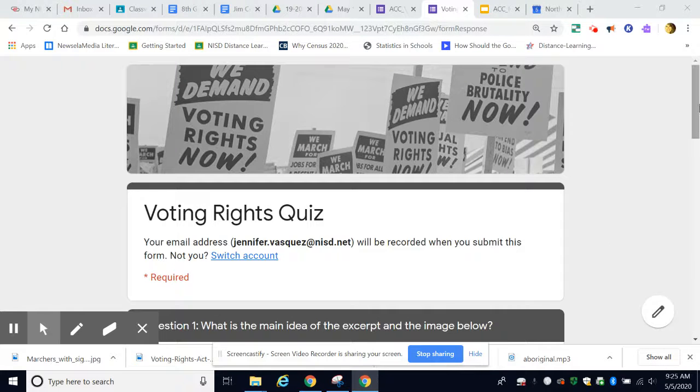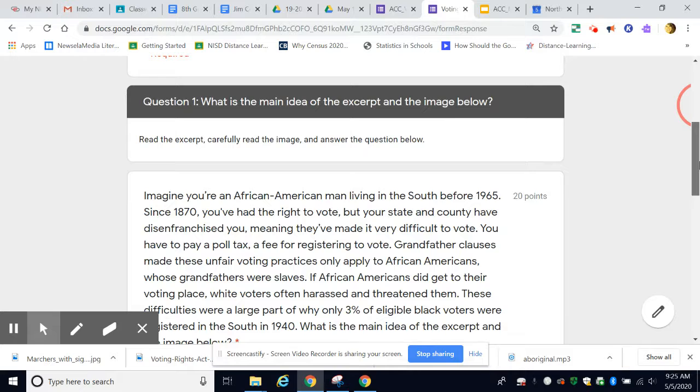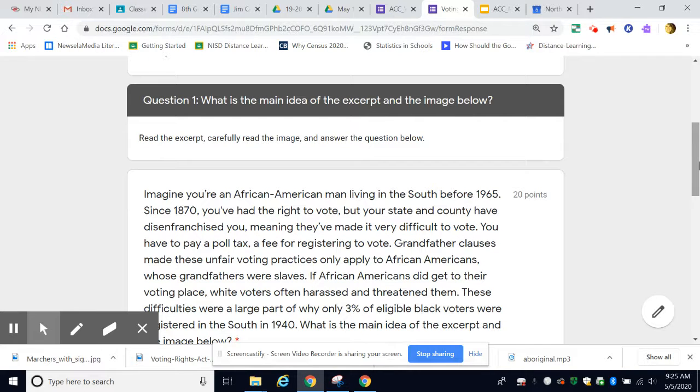This is your voting rights quiz. Let's look at question number 1. What is the main idea of the excerpt and the image below? Read the excerpt carefully, read the image, and answer the question below.